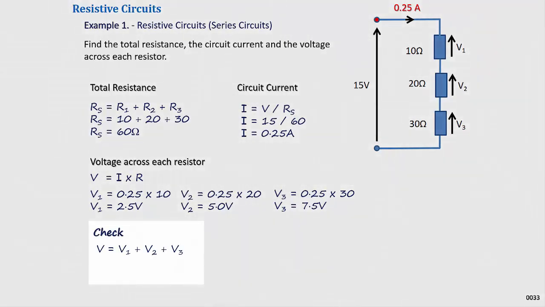We can do a check on the answer at this point, since we know that the sum of V1, V2 and V3 should equal the total voltage V across the circuit. Substituting the values, V equals 2.5 plus 5 plus 7.5, which equals 15 volts, the circuit voltage.